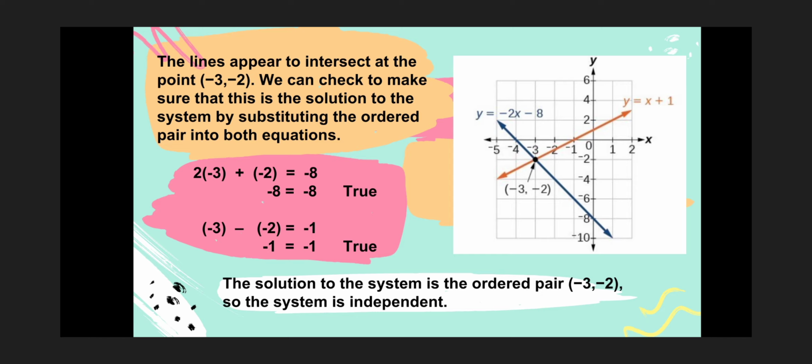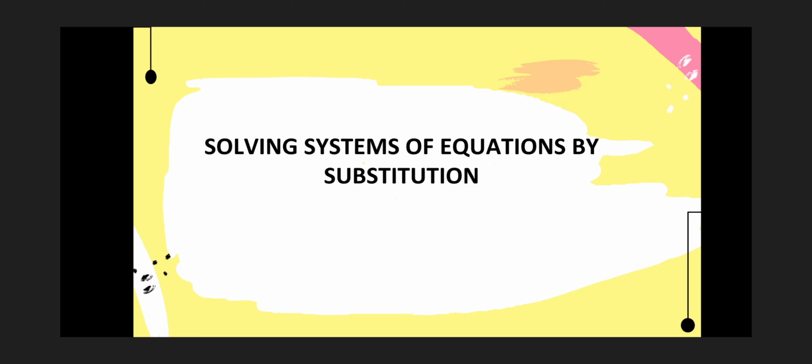So, second equation natin kanina, na x minus y equals negative 1. So, yung x is negative 3, minus y is negative 2. So, negative 1. So, true. So, the solution to the system is the ordered pair negative 3 and negative 2. And it is independent. Bakit independent? Only one solution.